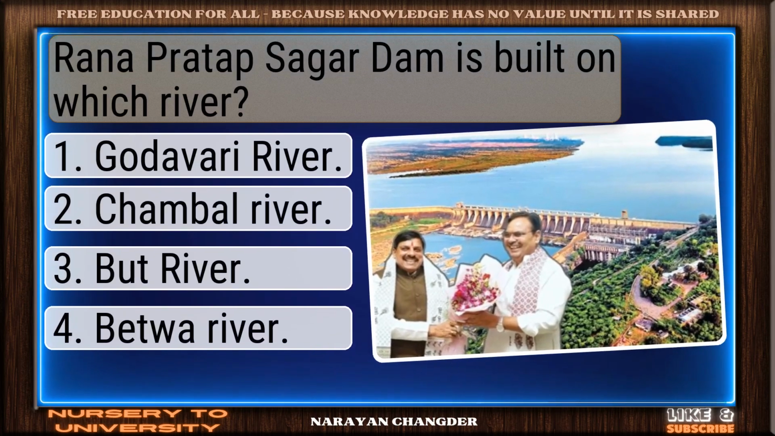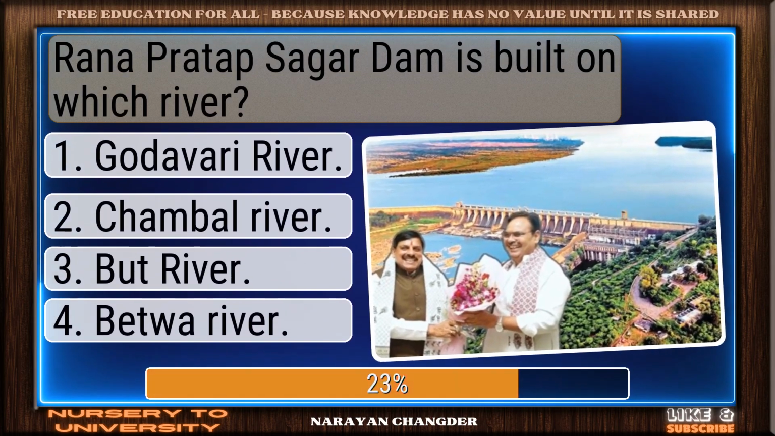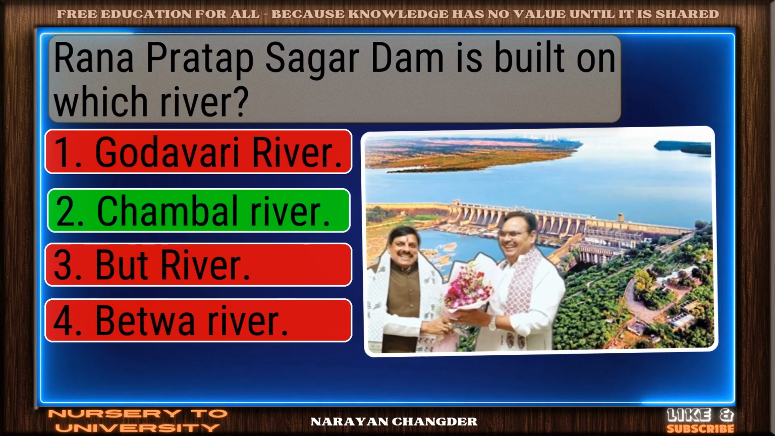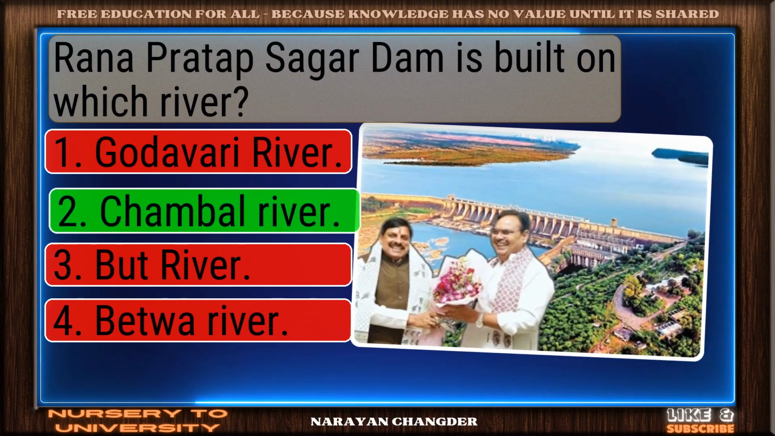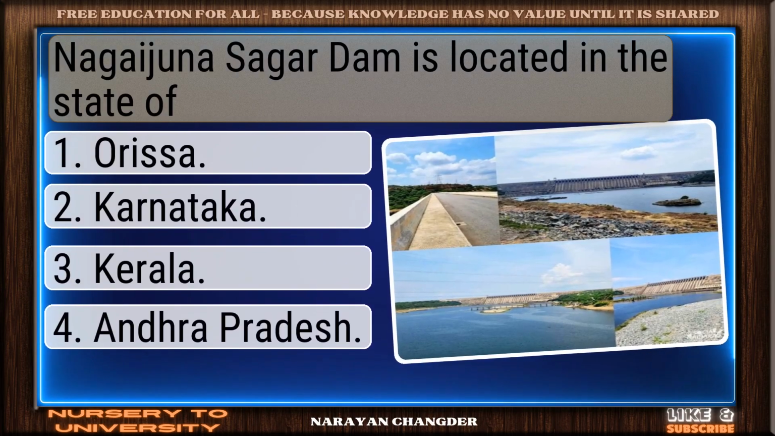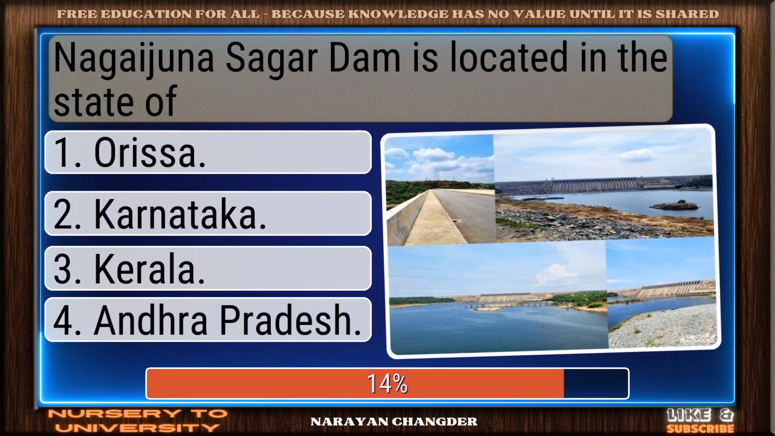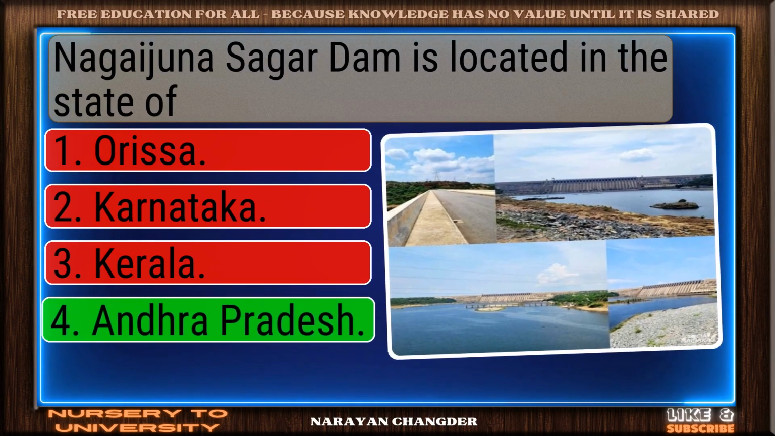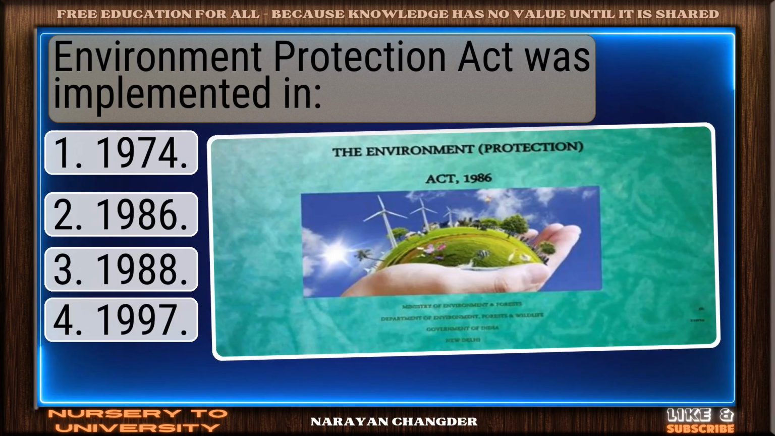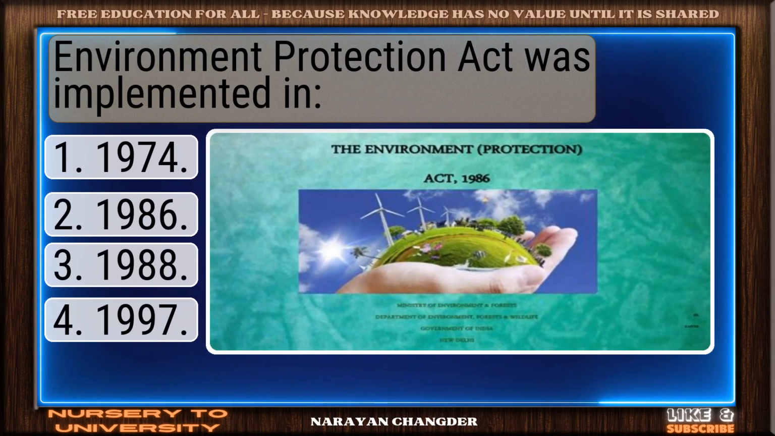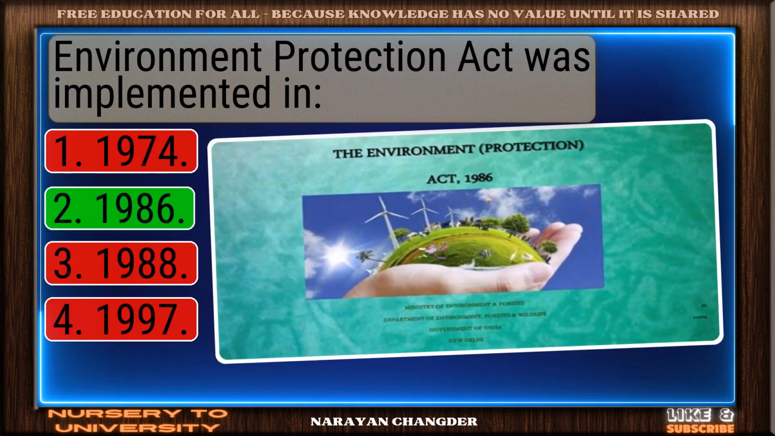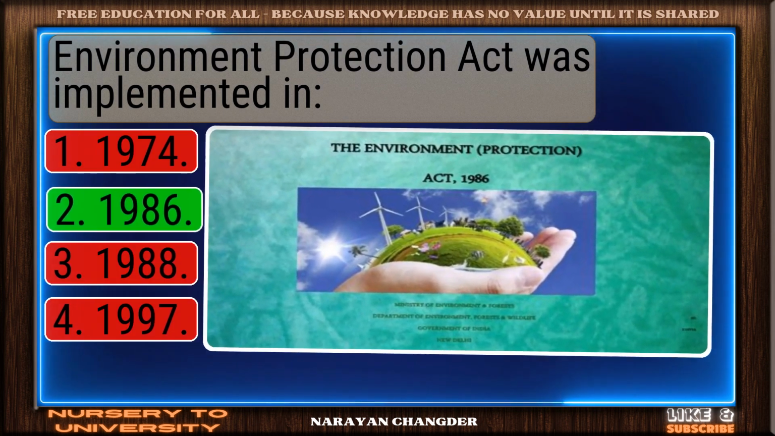Rana Pratap Sagar Dam is built on which river? Smart move. Chambal River is accurate answer. Nagarjuna Sagar Dam is located in the state of... Nicely done. Andhra Pradesh is solid. Environment Protection Act was implemented in... Strong choice. 1986 is right.